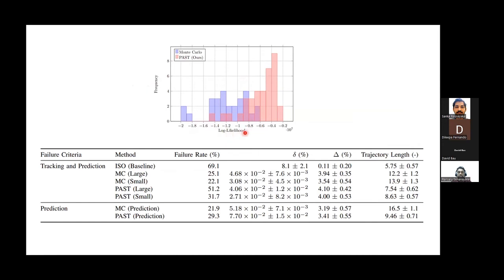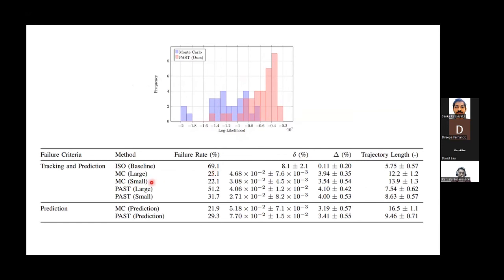And if you look at the distributions, okay, so PAST, or red, is our algorithm, and this is the log likelihood. Rather than sampling randomly, Monte Carlo is just random sampling. If we use this PAST algorithm, it's more likely that we find good failures.